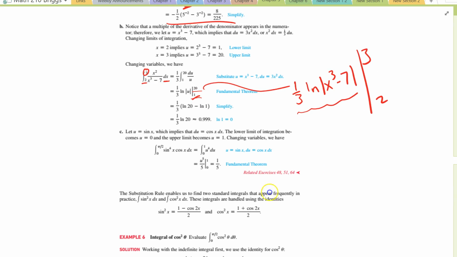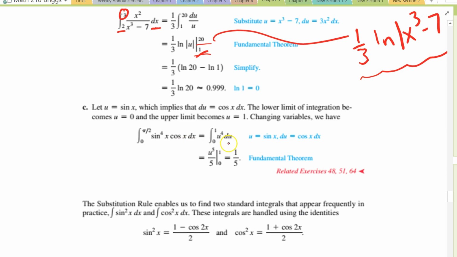Here's an example of some that come up in the homework. Picking u to be sine of x. So then du is cosine of x dx. So I have that cosine of x dx. I can just replace that with du. But I want to change my bounds of integration. So when x is 0, sine of 0 is 0. When x is pi over 2, sine of pi over 2 is 1. So now I'm using a much easier integral to deal with.